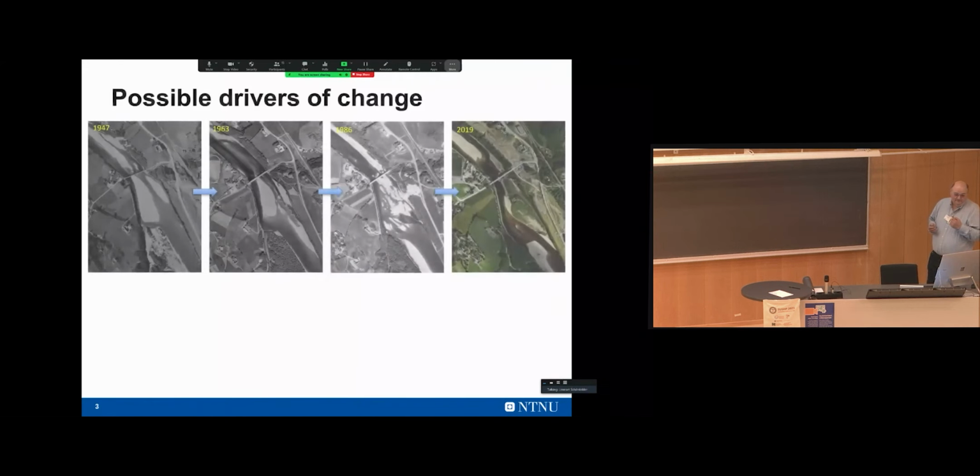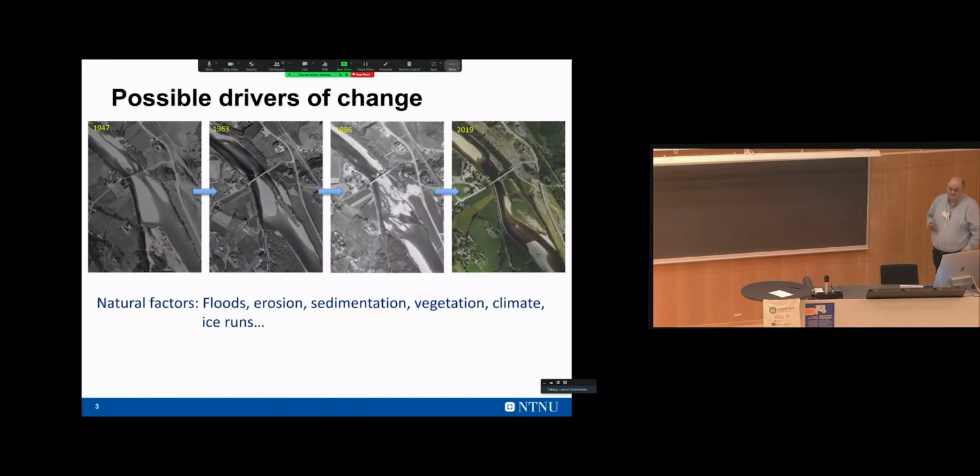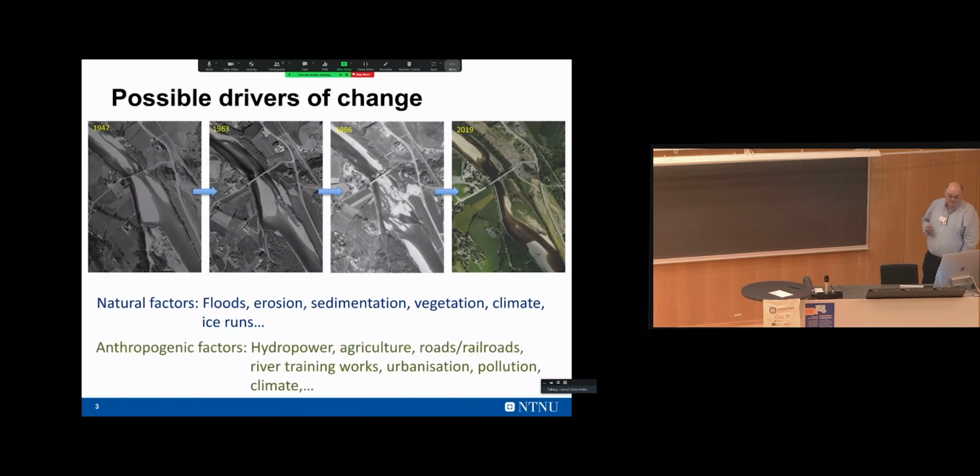So the possible drivers of change are, of course, natural factors like floods, erosion, vegetation, climate changes, ice runs, and others. And we have a number of human-driven factors like hydropower, agriculture, river training works, roads, climate change, and others that we'll get back to a little bit more. And one challenge here is to try to disentangle these from each other to see which one is important and which one we should focus on.